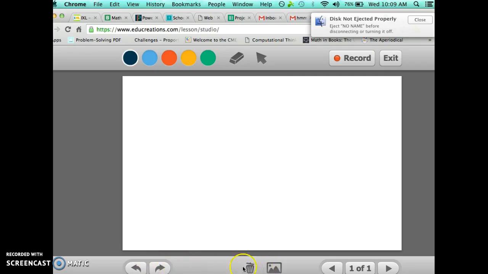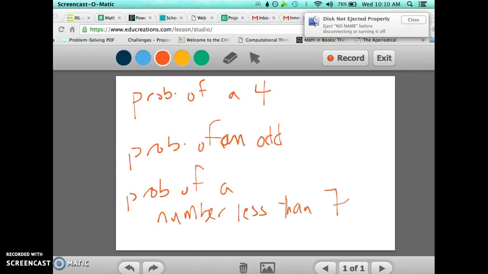All right, our first example states that we have a regular die with 6 sides, and then it gives us 3 questions. I'm listing them A, B, and C. What's the probability of rolling a 4 on a die?